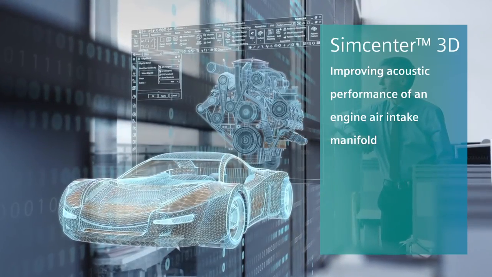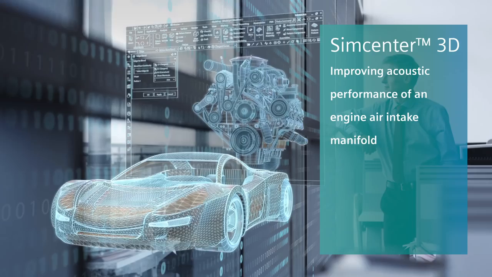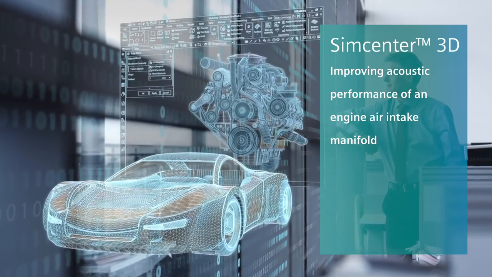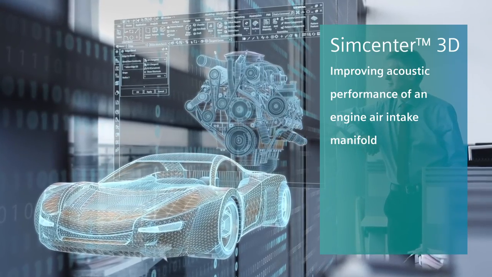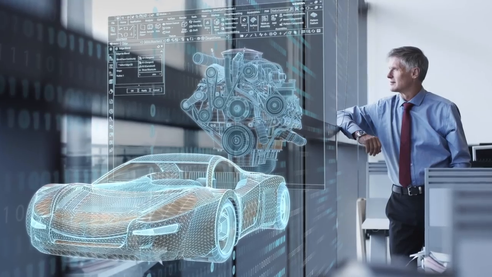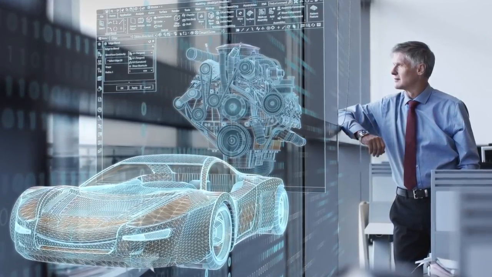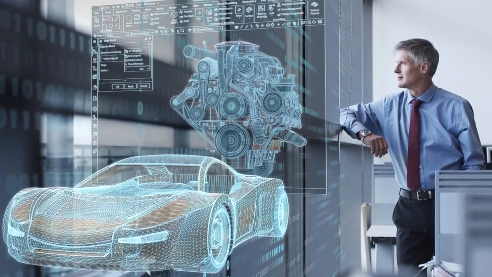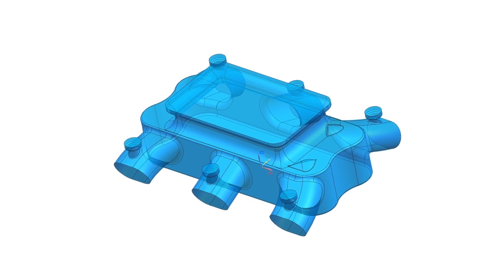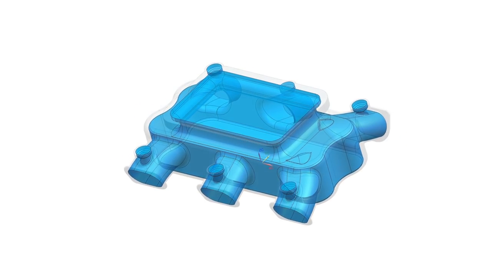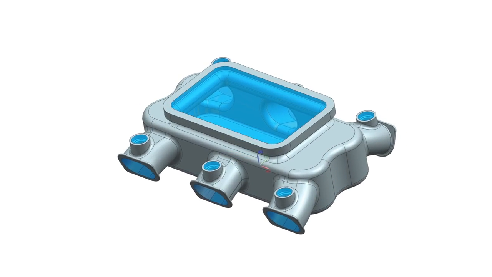Simcenter 3D can help automakers achieve quieter, smoother vehicles using simulation for noise, vibration, and harshness, otherwise referred to as NVH. In this demonstration, the concern is about noise generated by an air intake manifold. Such manifolds come in all sizes and shapes and are a key component for engines to make sure air is flowing smoothly into the combustion chambers.